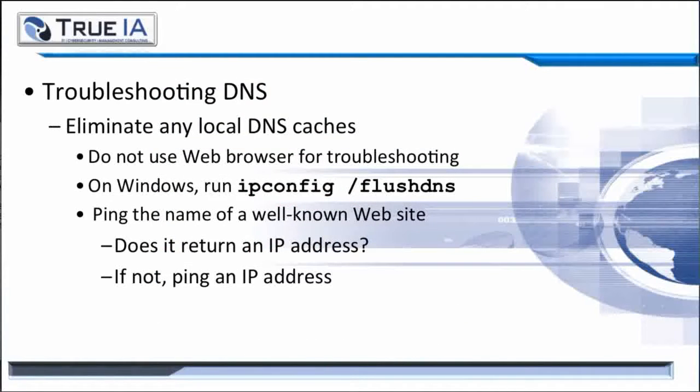When going into the client's DNS cache, the best first step is to do what's called flush the DNS. You can do this in Windows by going into the command line and typing ipconfig /flushdns. The next thing to do is to go into the command line and ping a well-known website like Google or Microsoft. Does it return an IP address? If not, try pinging the IP address if you know it.